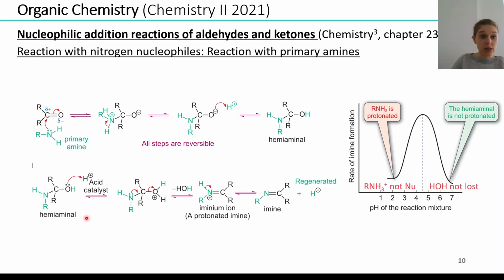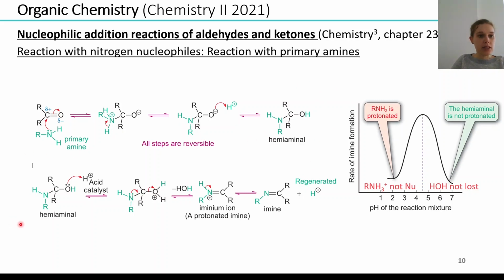So if we have a closer look at the reaction mechanism, we can see that in the very first step, the lone pair of electrons of the nitrogen will attack the partially positively charged carbon in the carbonyl group. Then we end up with an intermediate that contains both a positive and a negative charge. Then we have a proton transfer from the nitrogen towards the oxygen, and we end up with the hemiaminal.